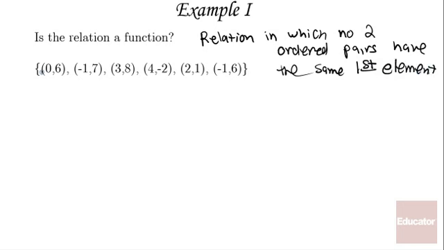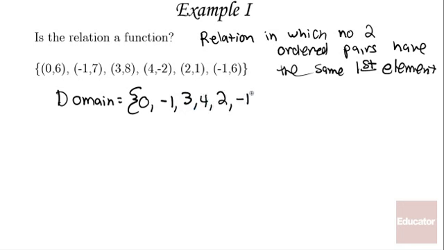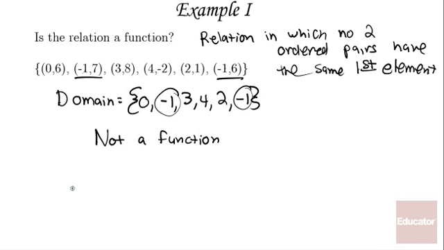Okay, looking here, I could write out the domain, separate that out, so that I can really see if I have shared first values. I have 0, minus 1, 3, 4, 2, and minus 1. And what I see here is that minus 1 is represented twice. So these two ordered pairs, here and here, share the same first value. Therefore, this is not a function. It is a relation, but this is not a function. So my answer to is a relation a function is no.